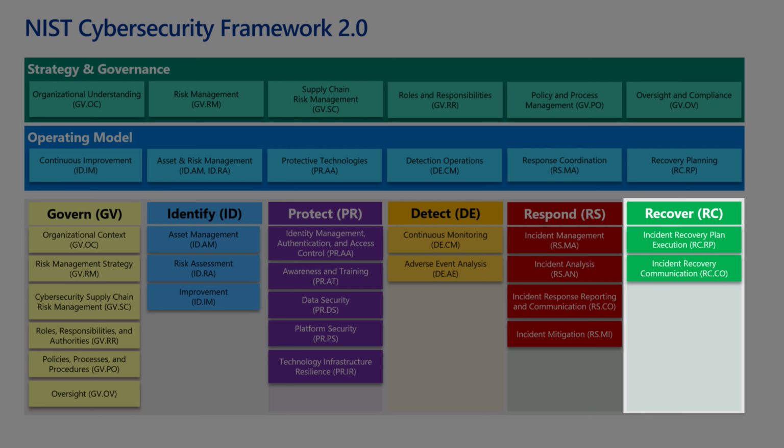And finally, the Recover function, or RC, focuses on developing and implementing plans to restore any services or capabilities impacted by a cybersecurity incident. By prioritizing recovery efforts, organizations can assure minimal disruption to operations, maintain stakeholder confidence, and improve resilience against future incidents.